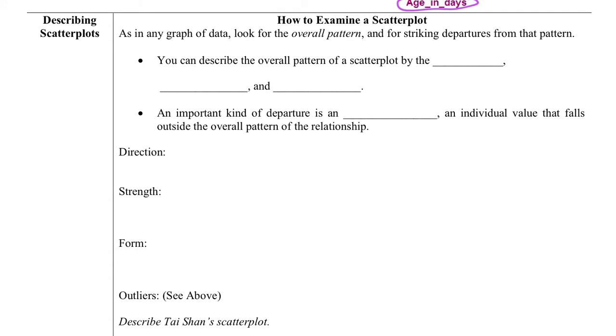For one variable statistics, we used words to describe. We used our shape, outliers, center, and spread, so our SOCS. But with two variable data, when we're looking at scatter plots, we're going to describe it slightly differently. So the 3 words we use here are direction, strength, and form. We are still also going to be looking for outliers. So an important kind of departure is an outlier, an individual value that falls outside the overall pattern of the relationship.